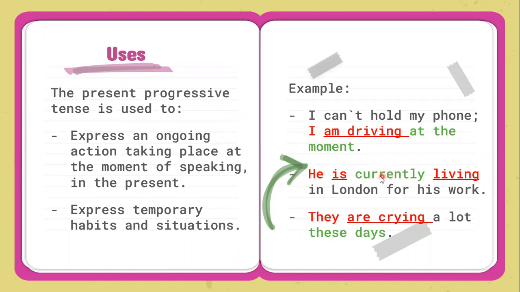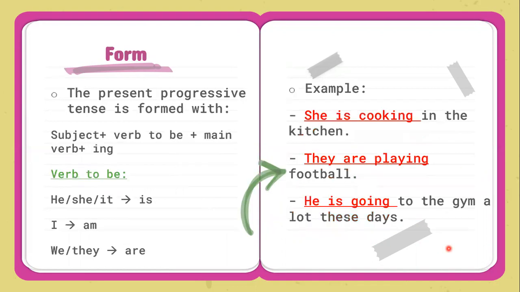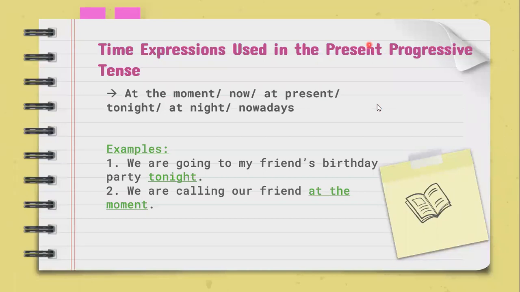So currently. This is another word that's showing me the time that this action is taking place now in the present, currently. They are crying a lot these days. Also, these days in the present. Those in the green, those are called time expressions. So expressions which show me the time in which this action is taking place, which is the present. Okay? So time expressions. They are expressions which show me the time in which this action is taking place.